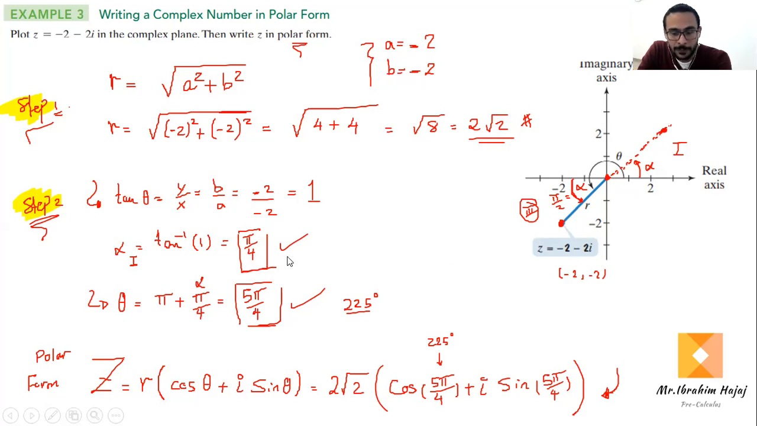This is a quick recap of what we have said before in the previous week. Theta is pi plus pi over 4. Why? Because your terminal side is already in the third quadrant, so it's pi plus the angle. Then write your number z, the complex number in polar form, r into cosine theta plus i sine theta, which is 2 radical 2 cosine 5 pi over 4 plus i sine 5 pi over 4.